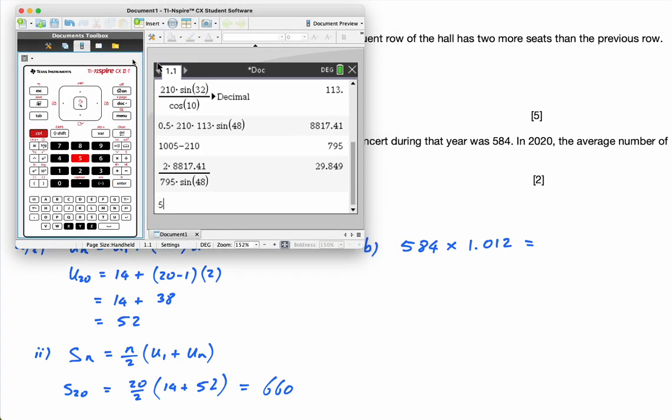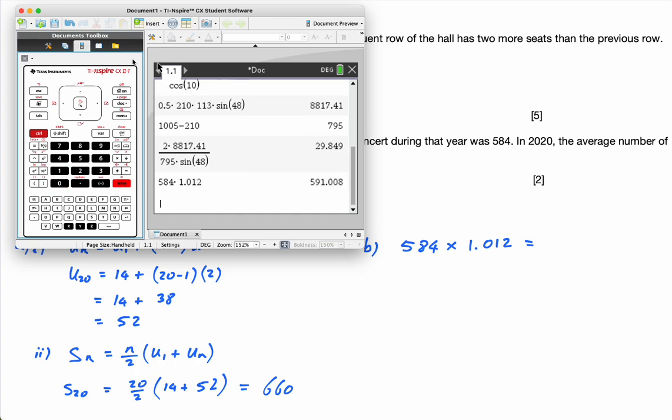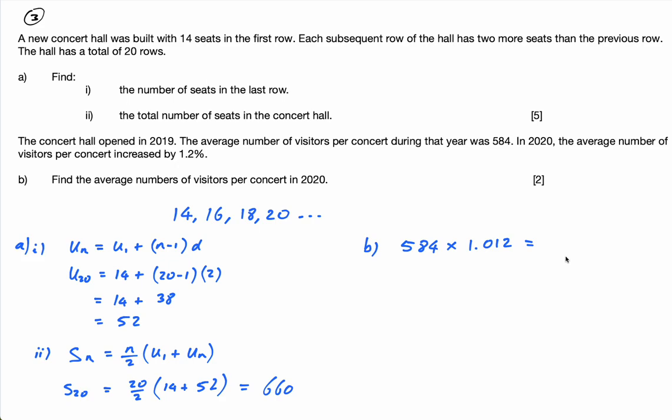And then this is equal to 584 times 1.012, which is 591.008, which is, to 3 significant figures, 591. Okay, that's parts A and B.